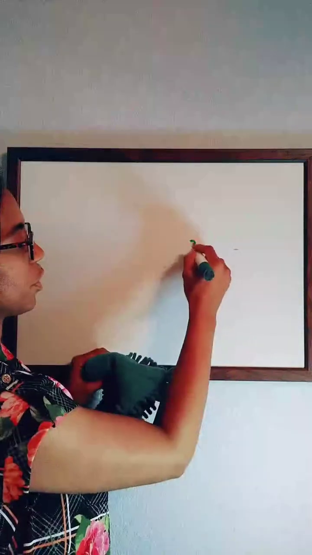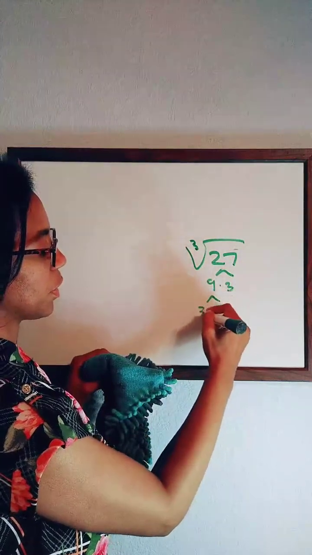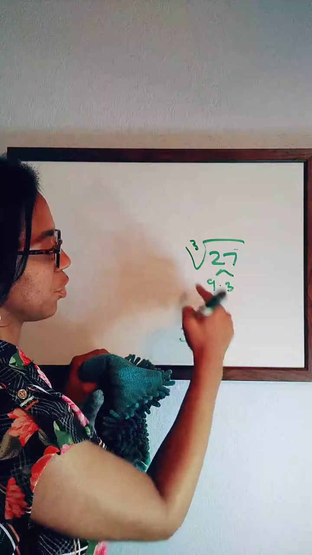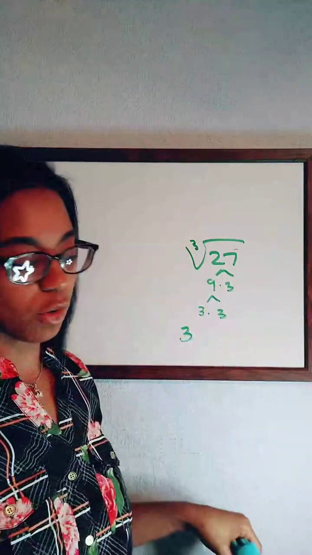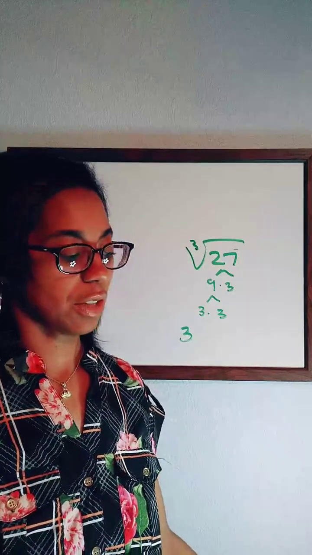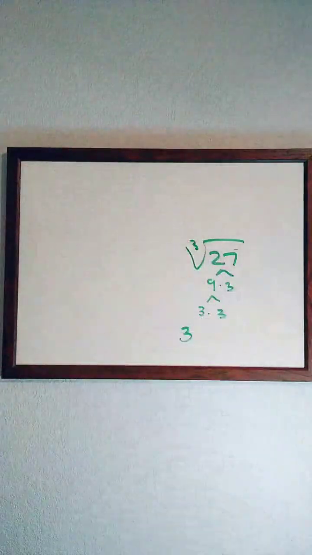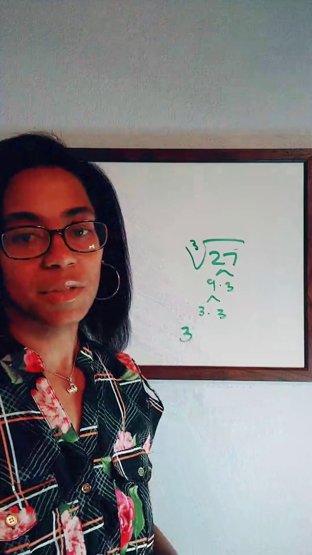Like 27: the cube root of 27 would be 9 times 3, and then 3 times 3. So that means the cube root of 27 is equal to 3. You only take out what you have sets of 3 of. That's how you do cube root. I don't know if you have it with variables or not. Variables are different, though. It's still going to be sets of 3.